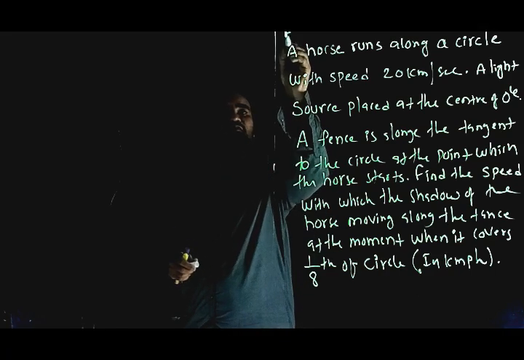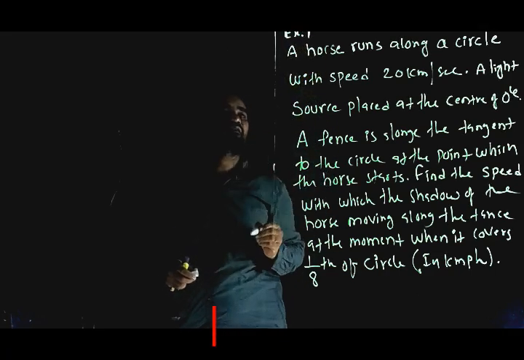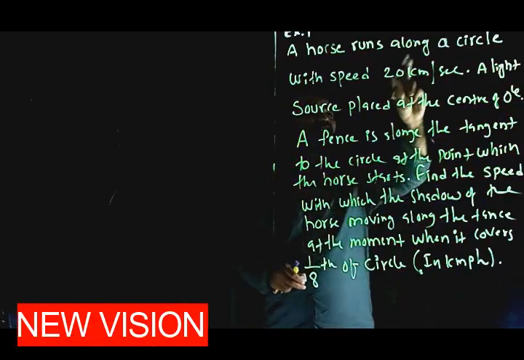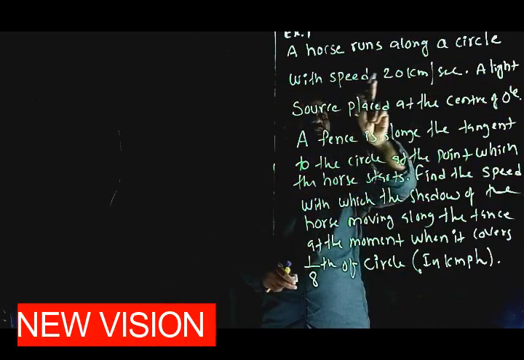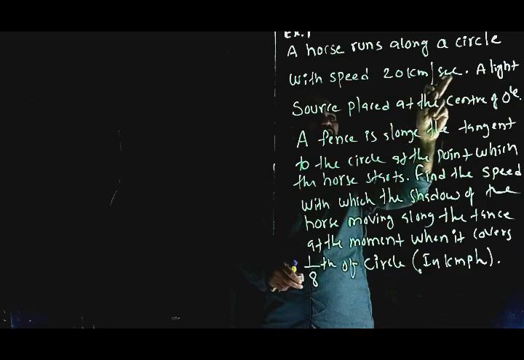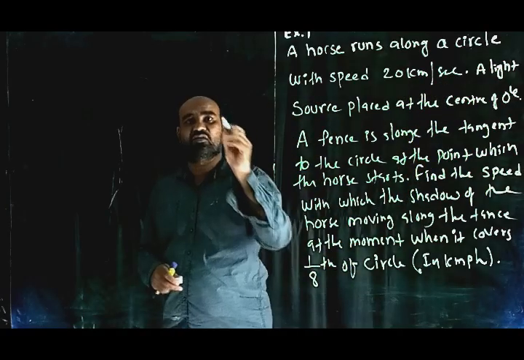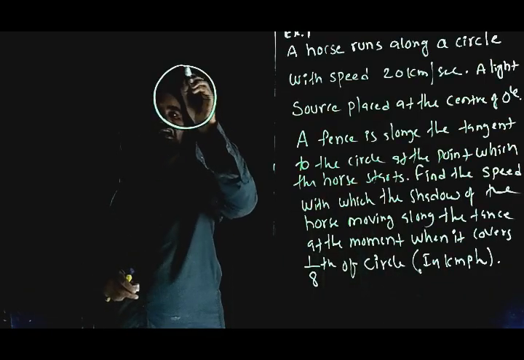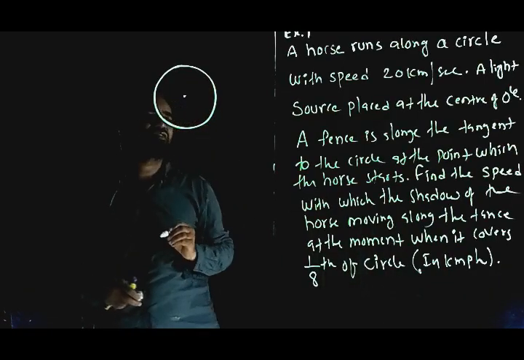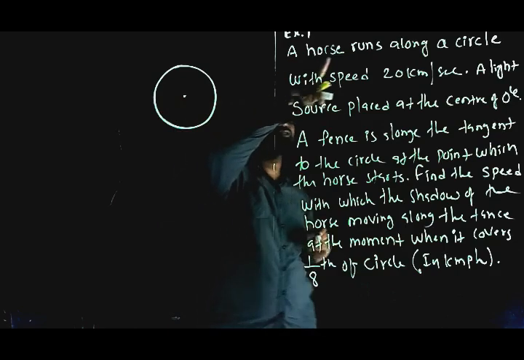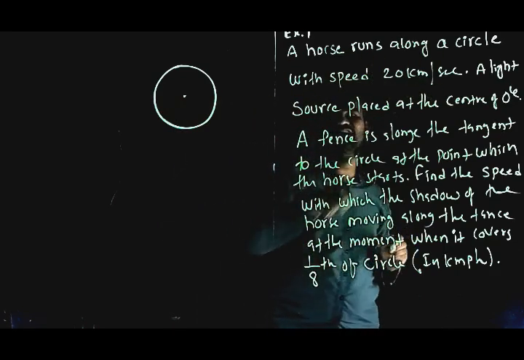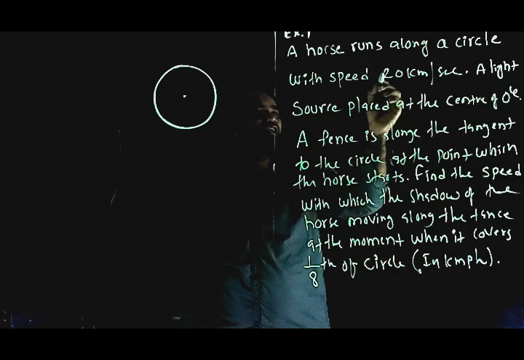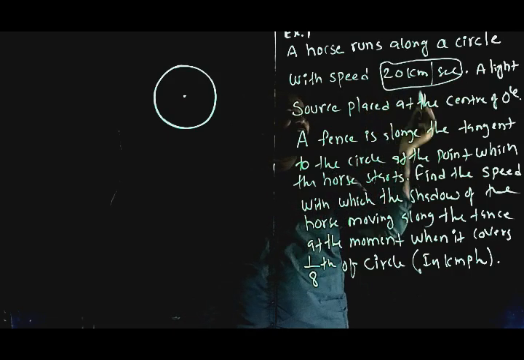Example problem 1. A horse runs along a circle with a speed of 20 km per second. This is the circle, and along the circle the horse is running.